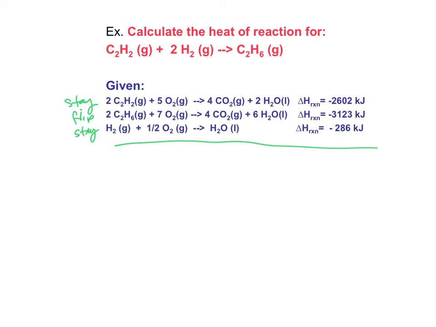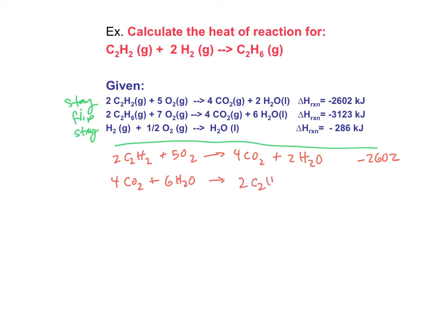So the first one is going to stay: C2H2, 2 of those, plus 5 O2s, forms 4 CO2s plus 2 H2O, and that's negative 26 O2. Second one we're going to flip, so just take the coefficients and everything. 4 CO2 plus 6 H2O forms 2 C2H6 plus 7 O2.